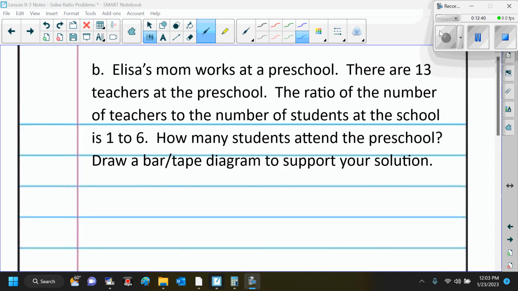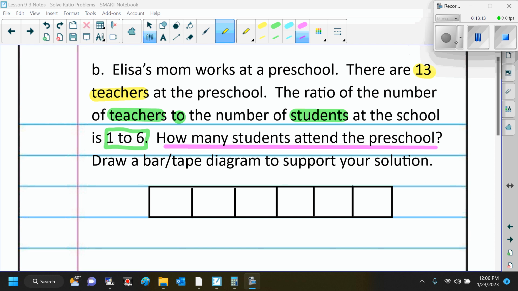All right, Elise's mom works at a preschool. There are 13 teachers at the preschool. The ratio of the number of teachers to the number of students at the school is 1 to 6. How many students attend the preschool? We want to draw a bar or tape diagram, again, that's the same thing, to support your solution. So I'm going to give you 3 minutes to work on this with your table partners, and then we will start going over it.